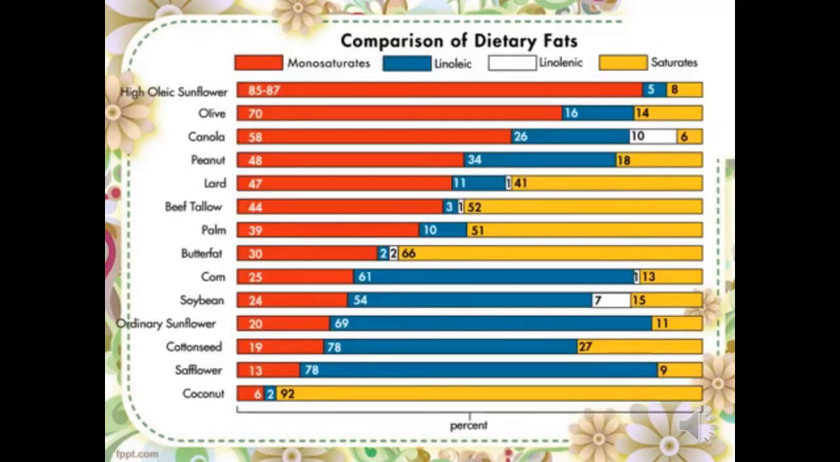So this is a comparison of the monounsaturated, linoleic, linolenic, and saturated fatty acid content in different oils of different origin. If you see here, high oleic sunflower will have the highest percentage content of monounsaturated compared to saturated fatty acid.